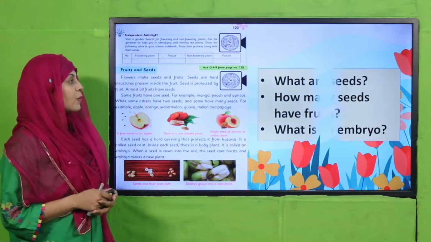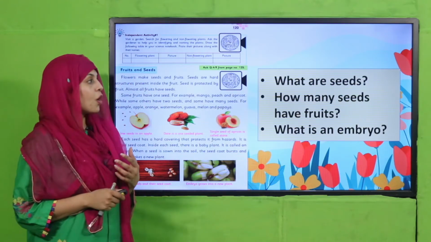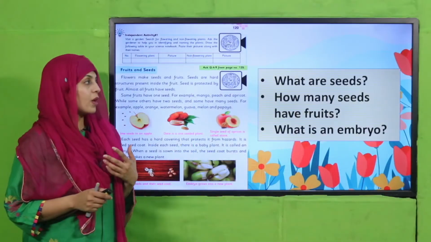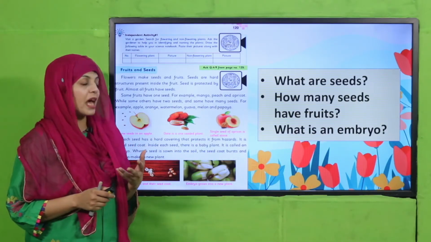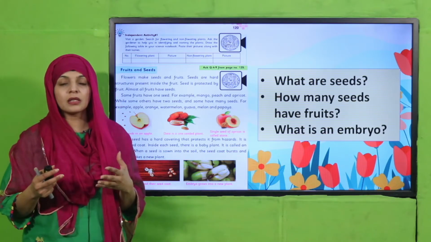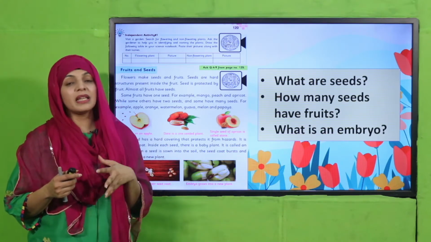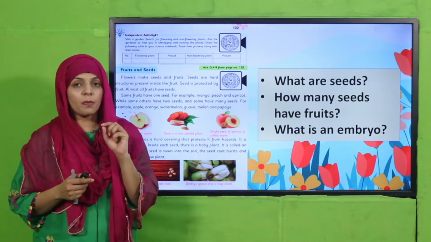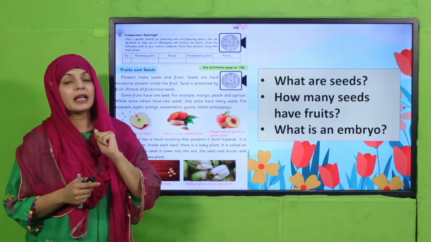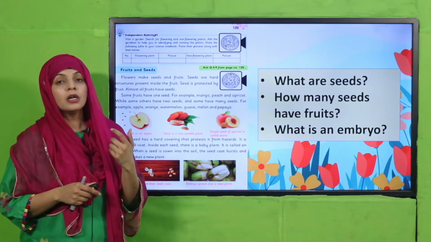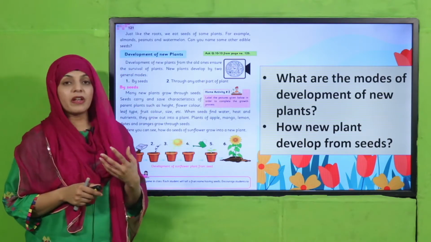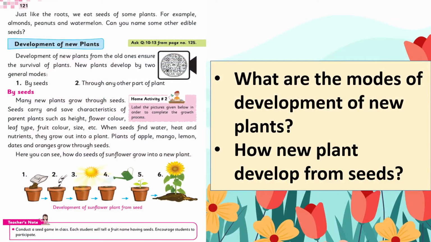Okay, my dear students, then we discussed about the seeds. So what are seeds? Seed is the hard part of the fruit or flower. And what does it do? How many seeds fruits have? Fruits have different types of seeds. Some have one seed, some have many seeds, some have few seeds. So what is an embryo? That embryo is a very small plant that is inside the seed and is capable of turning into a new plant. So then we discussed about modes of development of seeds or plants.